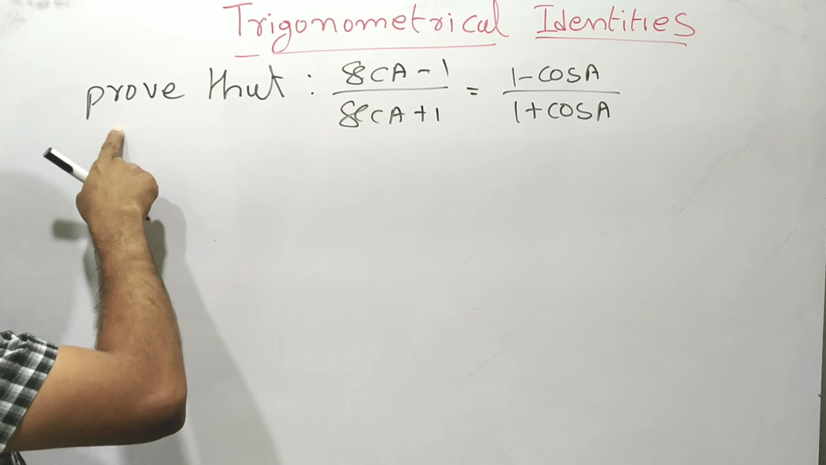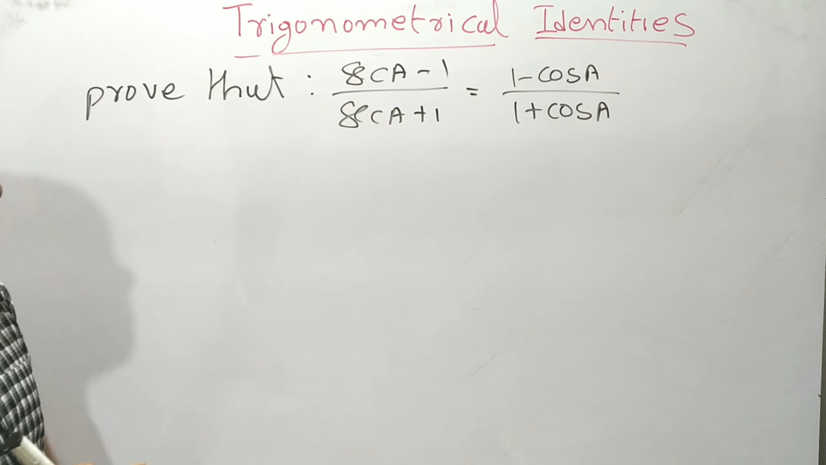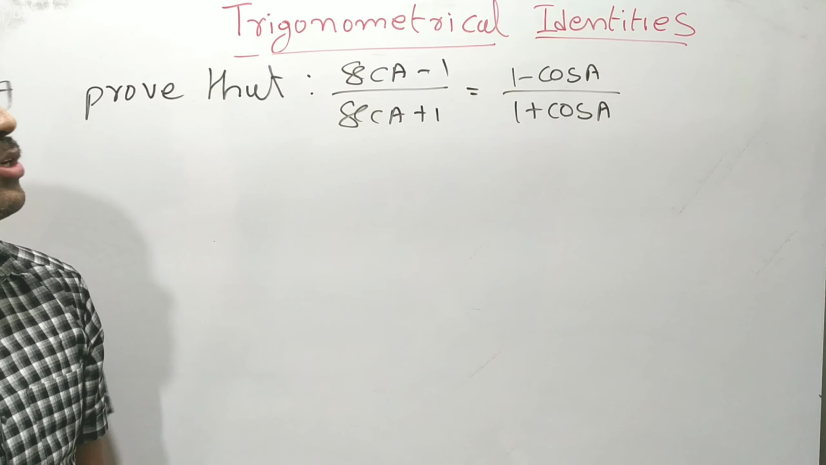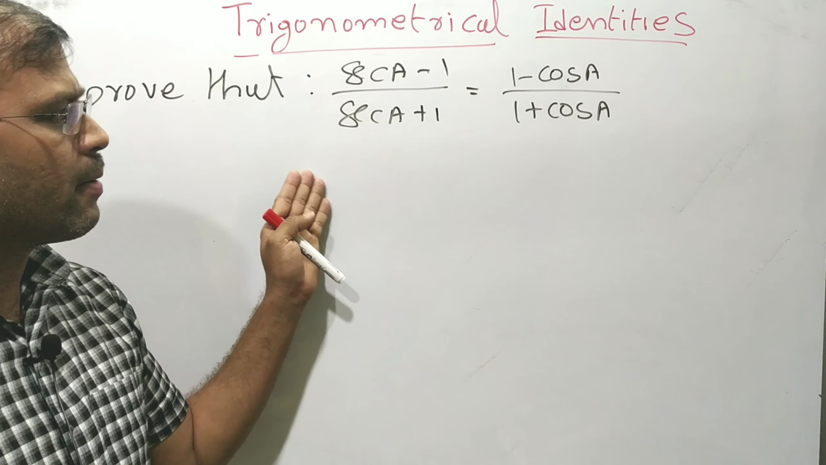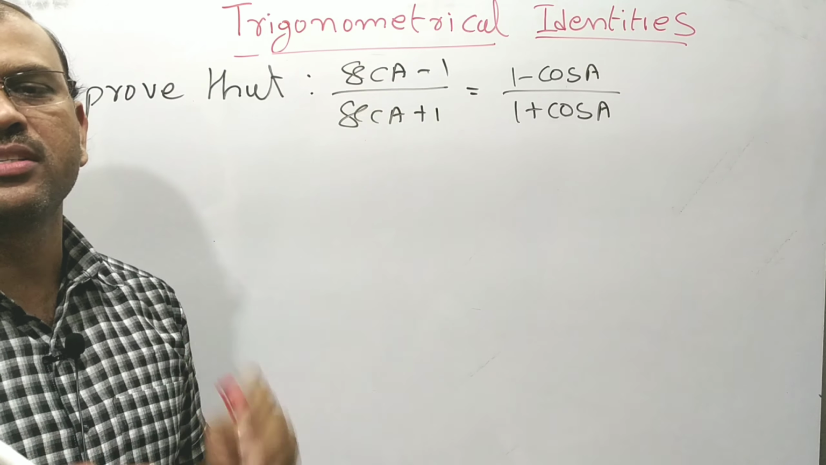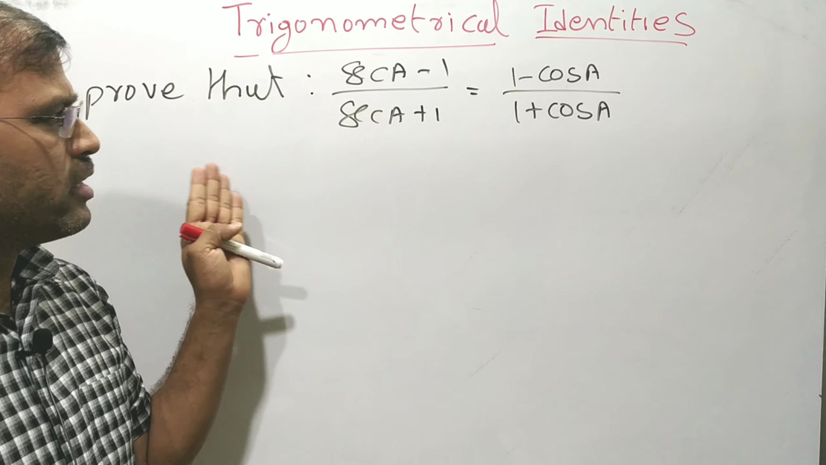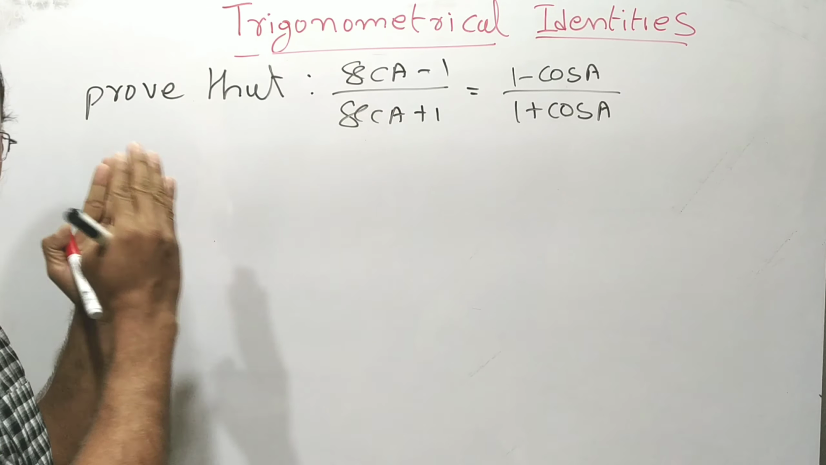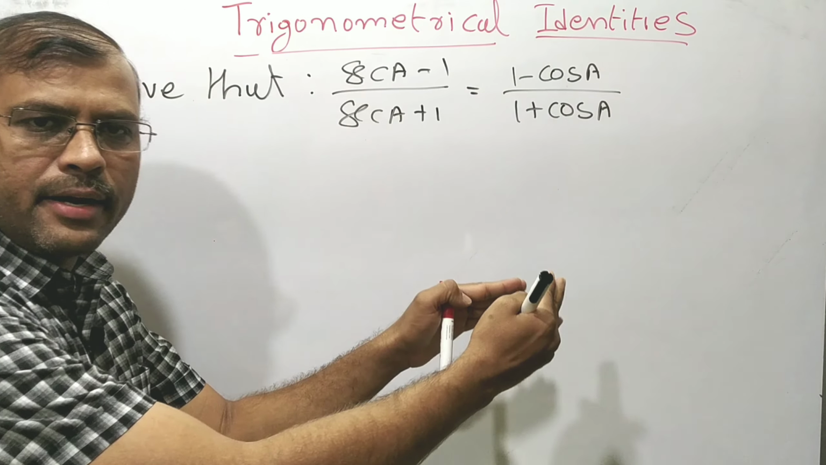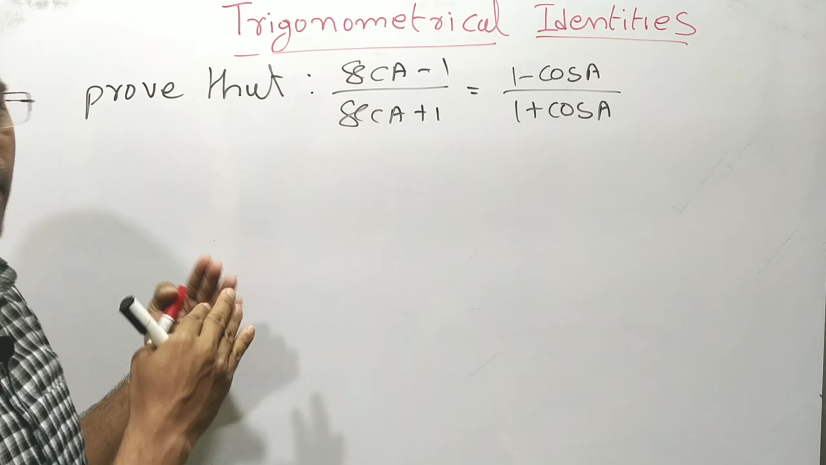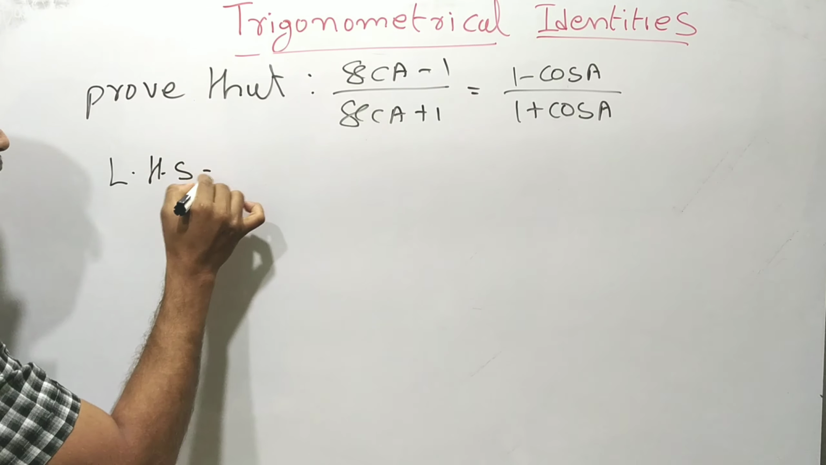Now look at this one. Prove that sec A minus 1 upon sec A plus 1 is equal to 1 minus cos A upon 1 plus cos A. This question they asked in the 2007 board examination. To prove this, prove means what? If you take the left hand side, we should get the right hand side result. If you take the right hand side, we should get the left hand side. Now we'll take the left hand side and try to prove it as the right hand side.